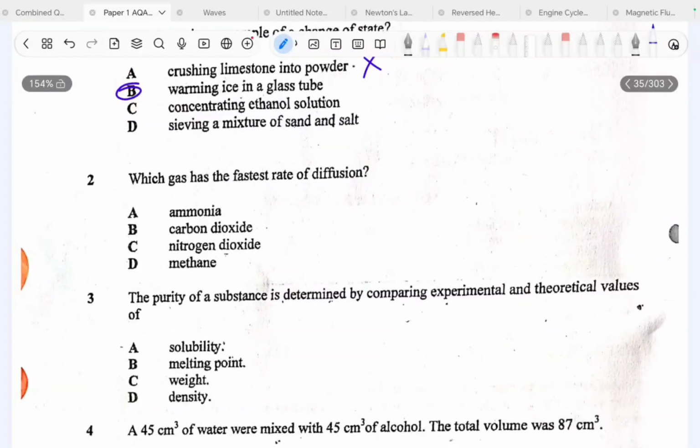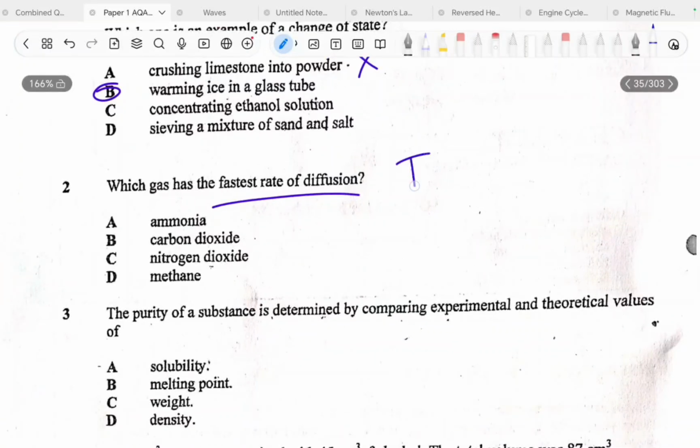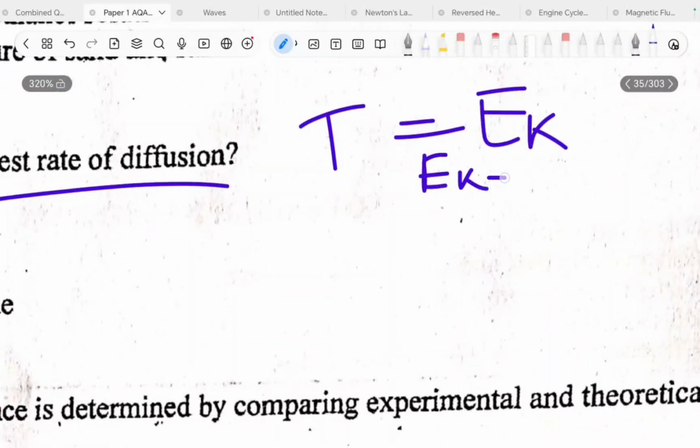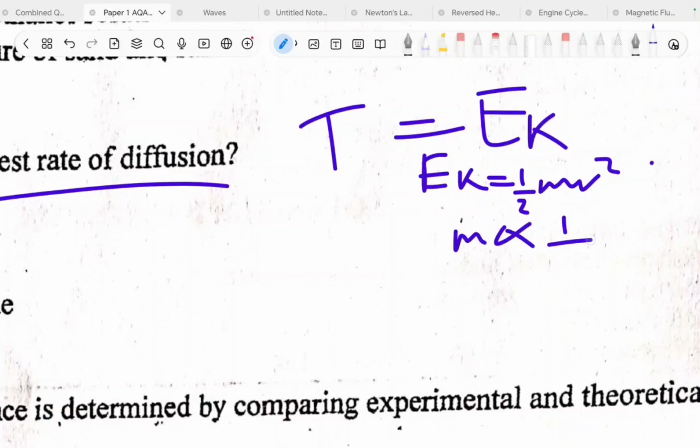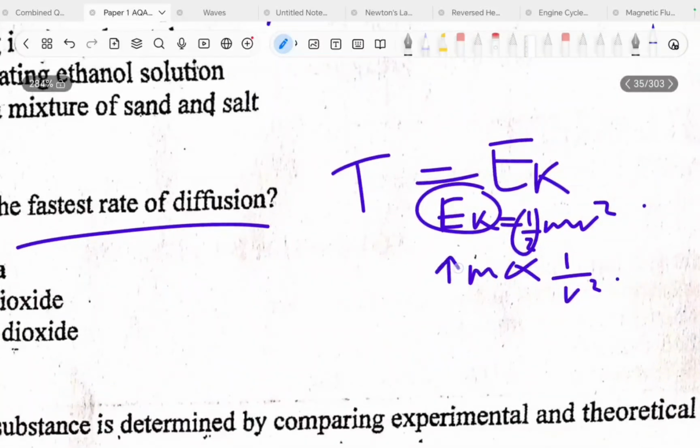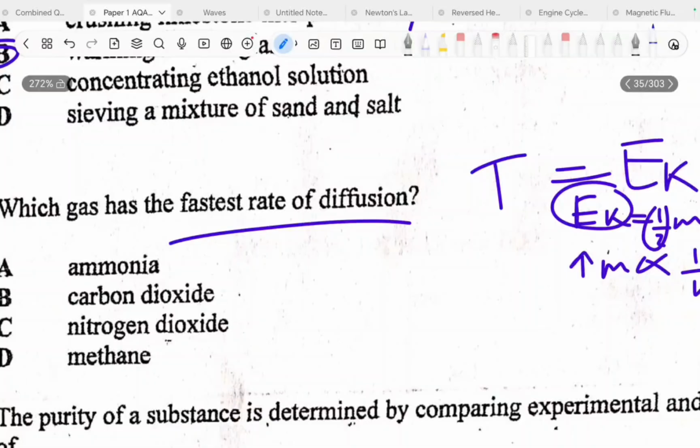Which gas has the fastest rate of diffusion? Fastest. Okay. Assuming they're all at the same temperature, that means they have the same kinetic energy. So if they have the same kinetic energy, it's going to be EK is equal to half mv squared. So this means that mass is proportional to the speed squared, because the kinetic energy is constant. Half obviously is a constant. So that means the bigger it is, the slower it goes. Basically, that's it. How do you see which one is bigger, which one is smaller? You have to use the molecular mass.